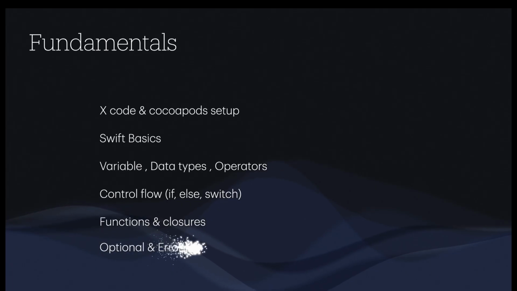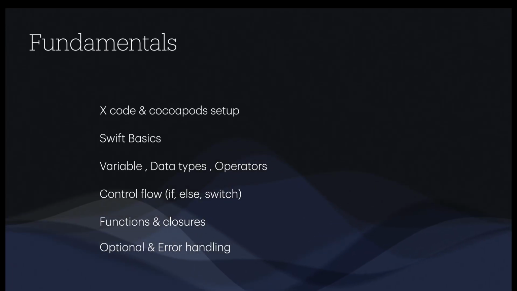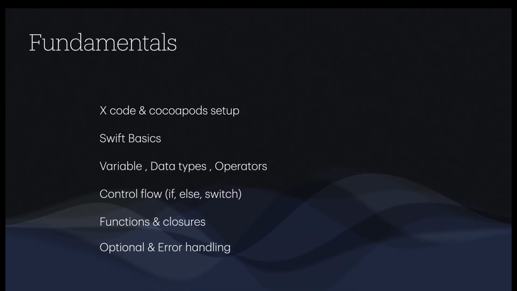Then we will come to optionals and error handling. Optionals represent values that may or may not exist. They help prevent crashes caused by missing data. For example, a user profile image may not be available yet. Swift forces developers to safely handle optional values. This feature makes Swift safer than many programming languages. Mastering optionals is essential for becoming an iOS developer.